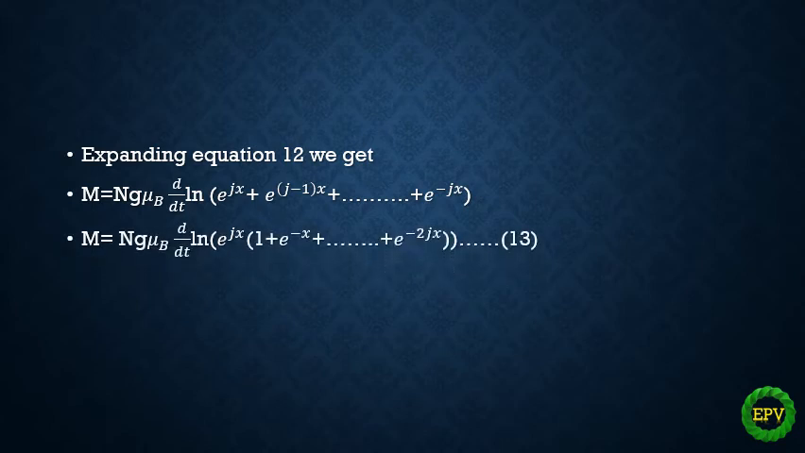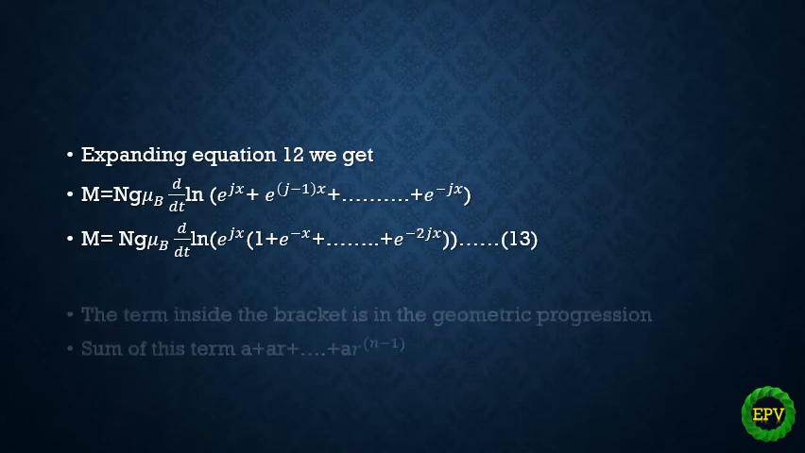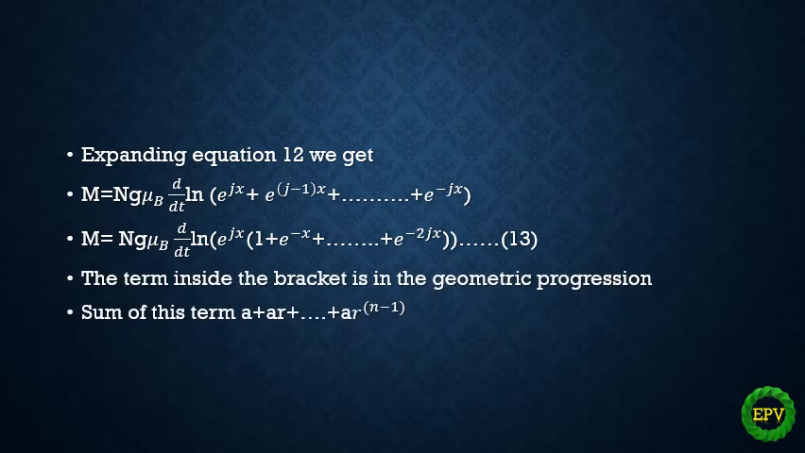Now, in this equation, take e raised to jx outside from that expansion, that is represented in equation 13. The term inside the bracket is in geometrical progression. We know the geometrical progression as a plus ar plus etc. up to ar raised to n minus 1. Comparing this with equation 13, we can conclude that the bracket term in equation 13 is in geometrical progression. So here we adopt the geometrical progression summation result.